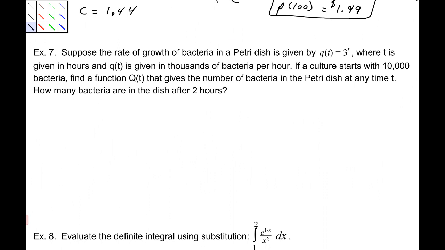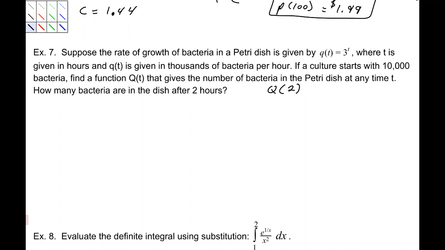All right, number 7. Suppose the rate of growth of bacteria in a petri dish is given by q of t equals 3 to the t, where t is given in hours, and q of t is given in thousands of bacteria per hour. If a culture starts with 10,000 bacteria, find a function Q of t that gives the number of bacteria at any time t. How many bacteria are in the dish after 2 hours? All right, so in the end, what we're actually trying to find is cap Q of t equals something, and in particular, we really want to know the amount after 2 hours. That's what we're really after.